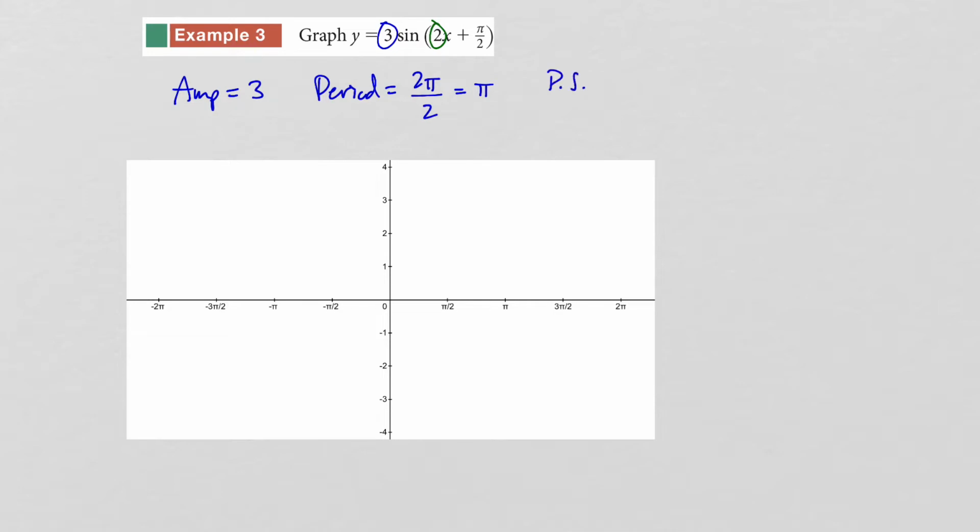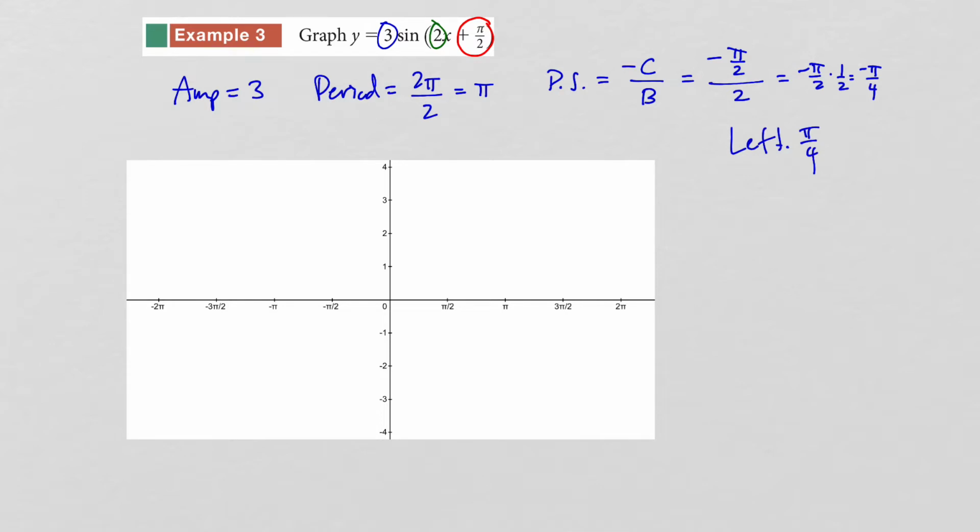And now the phase shift, remember the formula is negative c divided by b, and c in this problem is positive pi over 2. So we're going to have negative pi over 2 divided by b, and b is 2. So this is negative pi over 2 times 1/2, and if you simplify that, you get negative pi over 4. And so that is going to be a shift to the left pi over 4 units.